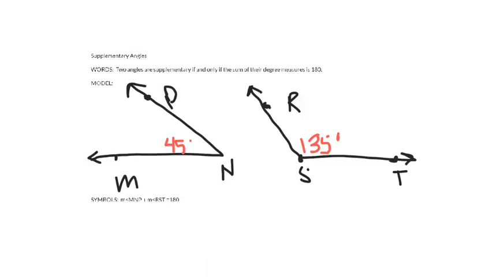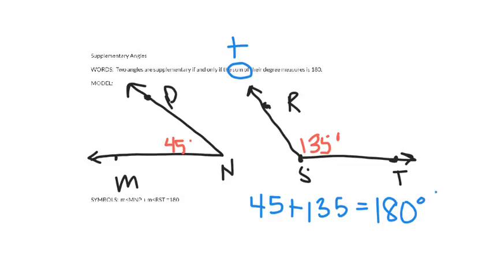Supplementary angles. Two angles are supplementary if and only if the sum of their degree measures is 180. So sum means if you add up the two angle measures and they add up to equal 180, then they're called supplementary angles. In this example, 45 plus 135 equals 180. Therefore, these are called supplementary angles. If the angles add up to equal 180, the vocab word for that is supplementary.